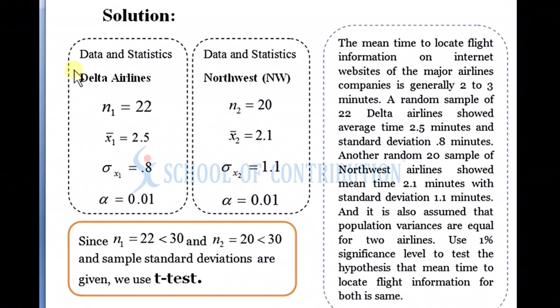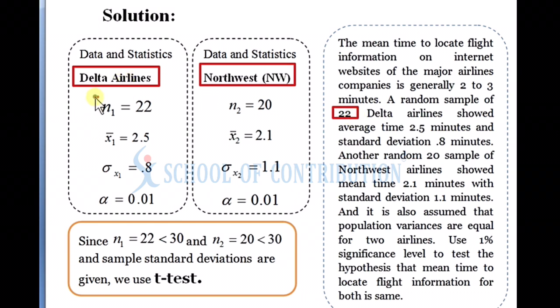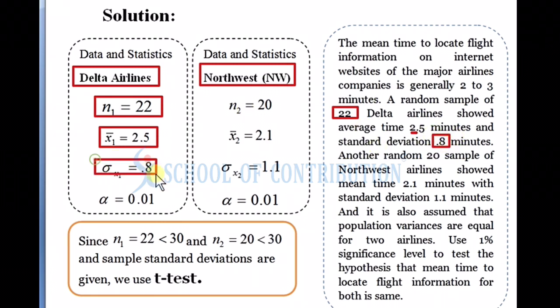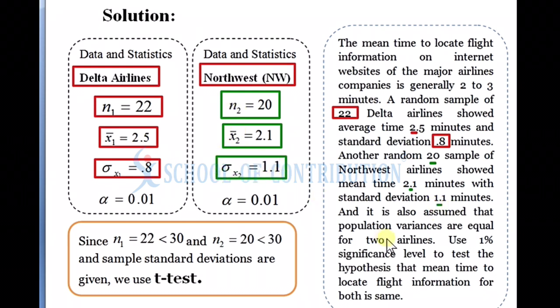So far from the math we know that there are two samples. One is the Delta Airline sample, another is the Northwest Airline sample. In the Delta Airline sample the sample size is 22, that means n1 equals 22, the first sample mean is 2.5, and the first sample standard deviation is 0.8. For the Northwest Airline the second sample size is 20, the second sample mean is 2.1 minutes, and the second sample standard deviation is 1.1 minutes. For both cases the significance level is 1%, so alpha is 1%.